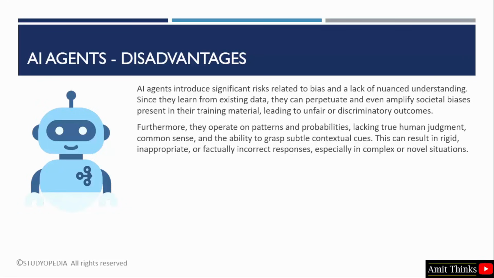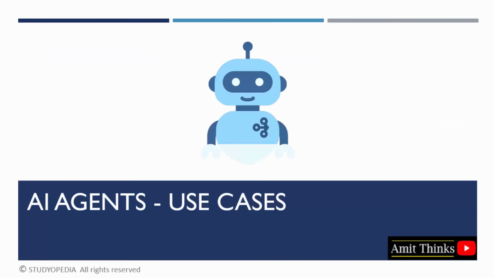In addition, their functioning is rooted in statistical patterns rather than genuine human reasoning. They lack judgment, intuition, and the ability to interpret subtle contextual cues. As a result, their responses may become rigid, inappropriate, or factually inaccurate, particularly when faced with complex, ambiguous, or unfamiliar scenarios. In this lesson, we saw what are the disadvantages of AI agents. In this lesson, we will understand the use cases of AI agents. Let us start.